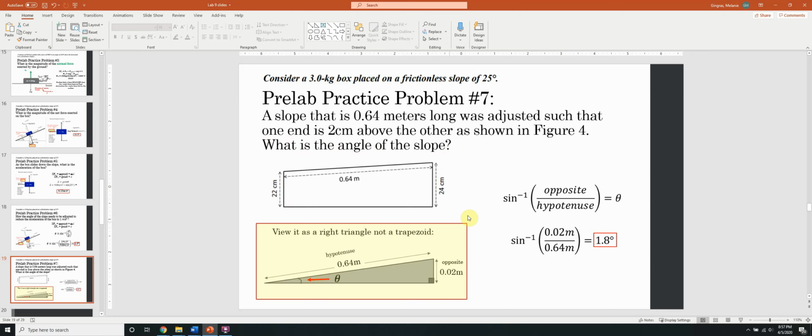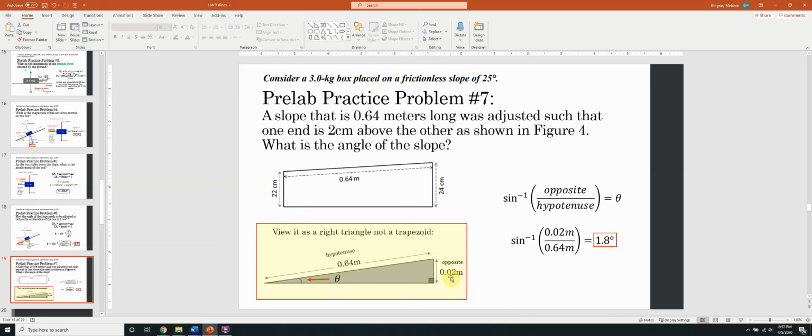Okay, now I think it's a lot easier if we view it as a right triangle, so basically just cut this whole trapezoid part off and look at it as a right triangle. So here we have that right triangle. The hypotenuse, as they mentioned, is 0.64 meters, and they said one side is 2 centimeters above the other, so you can see this opposite side here is 0.02 meters, or 2 centimeters.